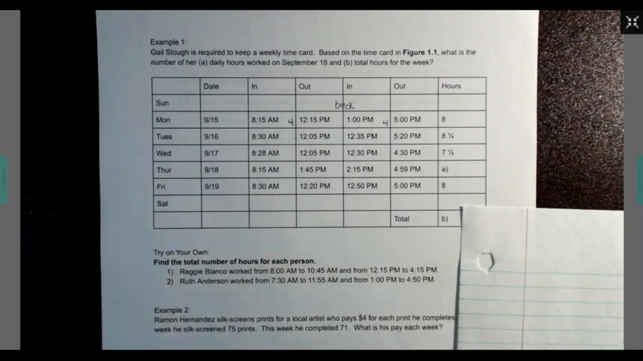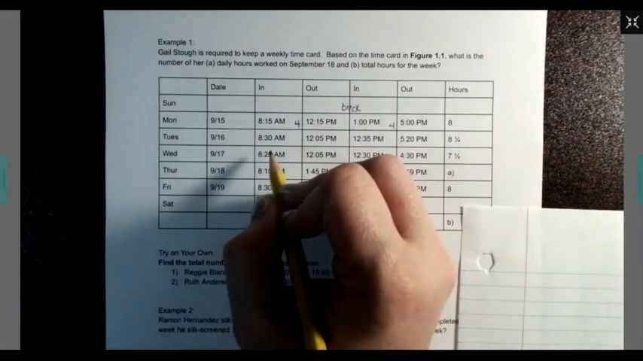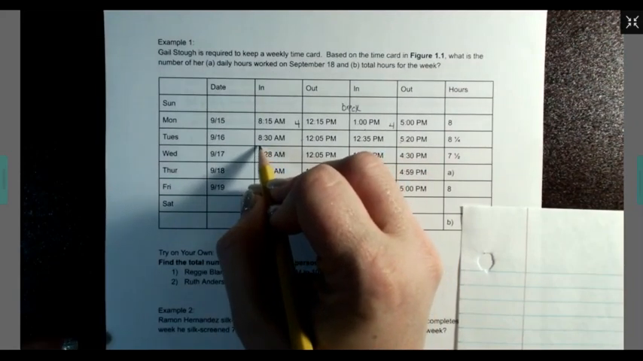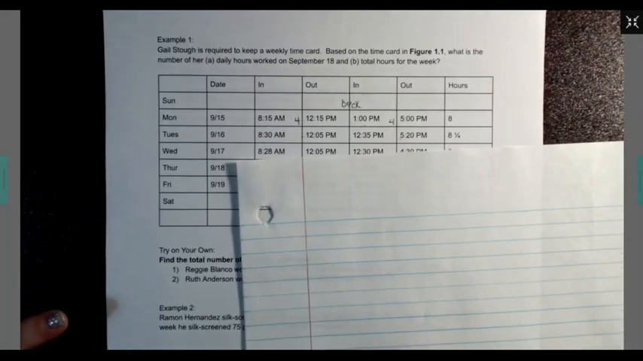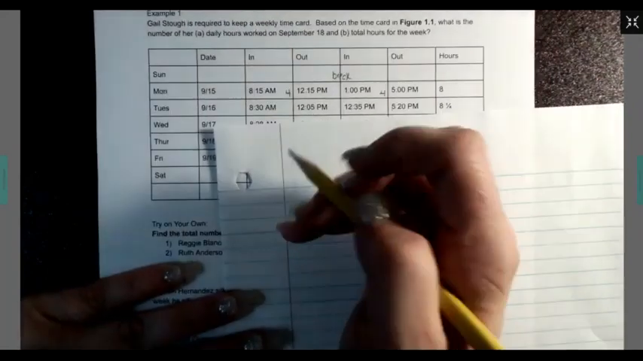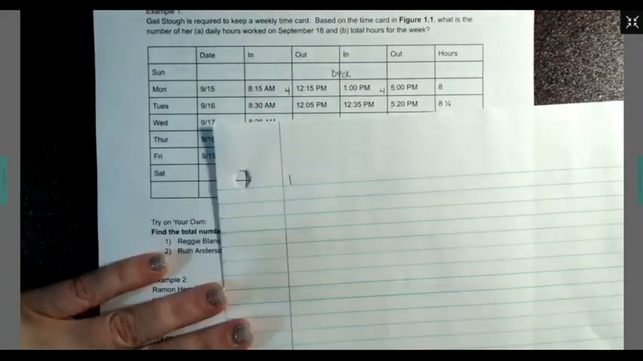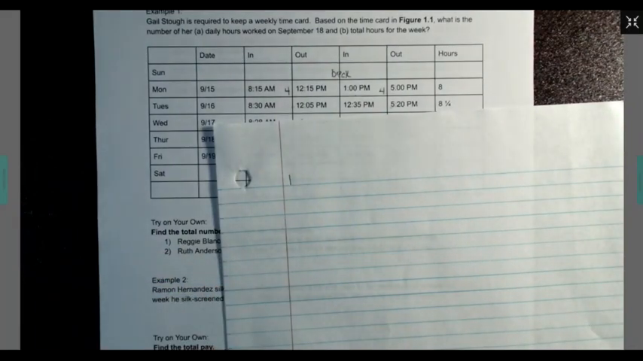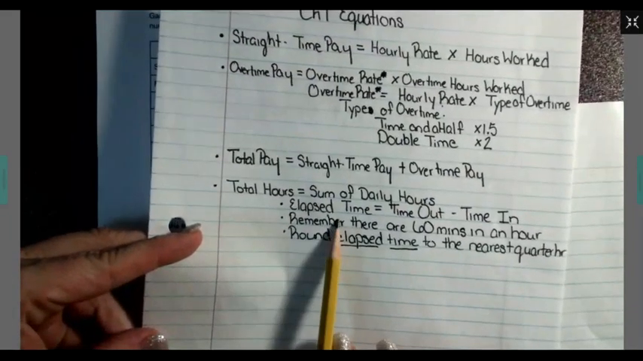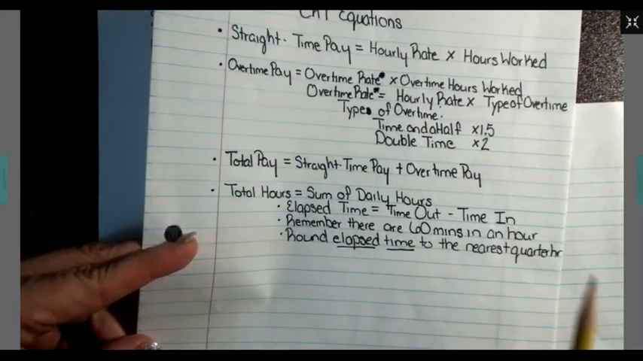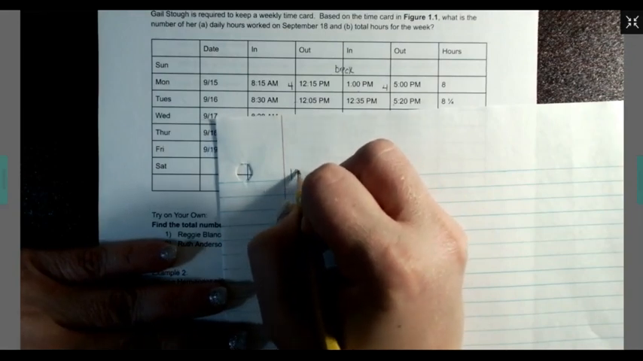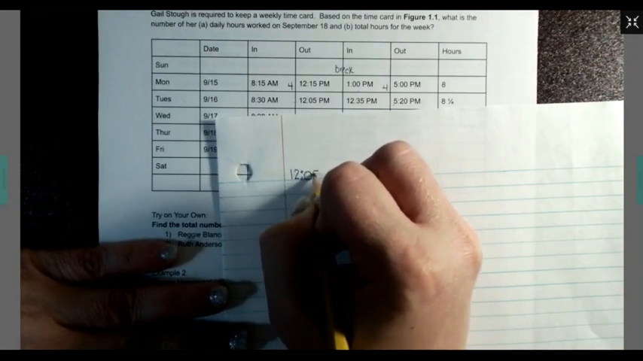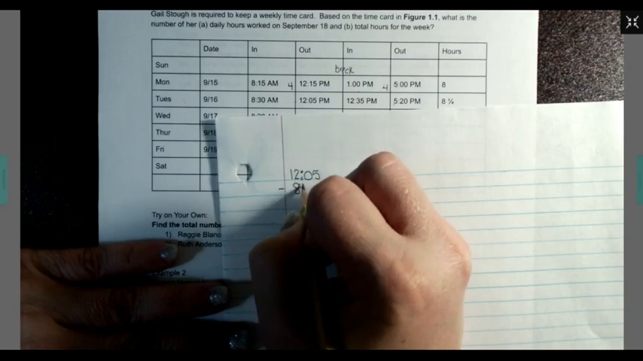Let's take a look at this. She clocks in at 8:30 and she clocks out at 12:05. Now, I know it's already got the total out there for me, but I just want to take a look at this. If she clocks out at 12:05, remember on that last piece of paper that we wrote down, to find our elapsed time, we're going to take our time out minus the time in. So I'm going to do 12:05 minus 8:30.